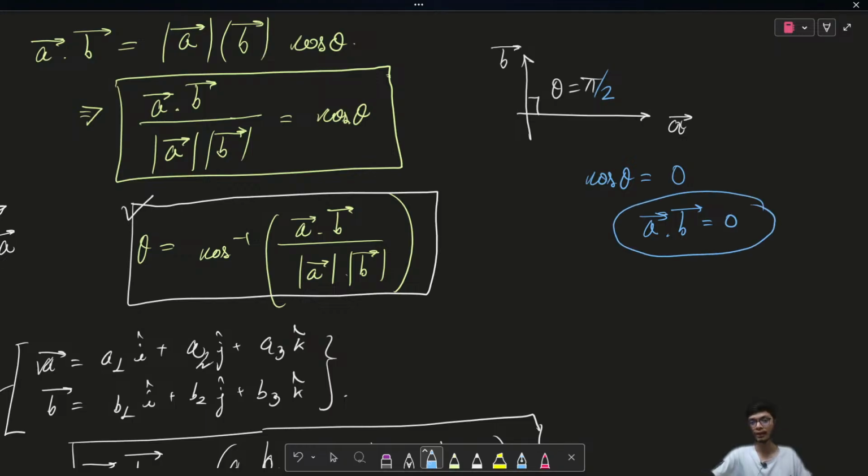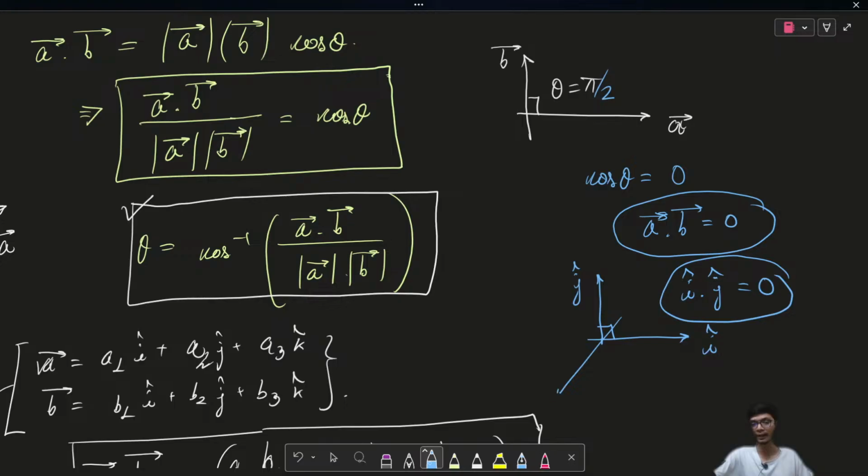Now, if you remember, i cap and j cap denote the unit vectors in the x and y directions. So they are mutually perpendicular to each other, right? So they are orthogonal vectors. So even if I take the dot product of i cap and j cap, I'm going to get the answer as 0.